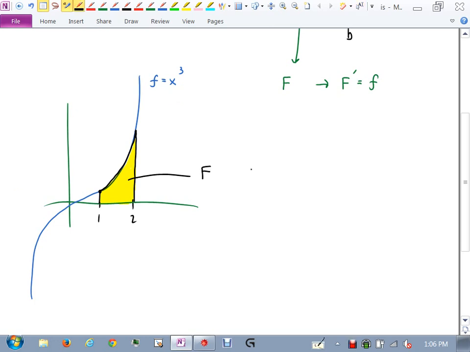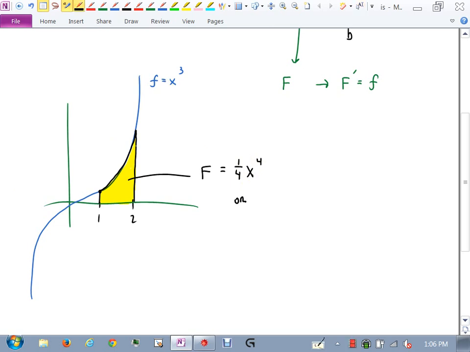So I know it's got to be an x to the fourth, but that's not quite it, because if I take x to the fourth, I take its derivative, I get what? 4x cubed. I don't want the 4 to be there, right? So what I'm going to do is scale it by 1/4. Now it'll work, won't it? The derivative of this will be exactly x cubed, right?